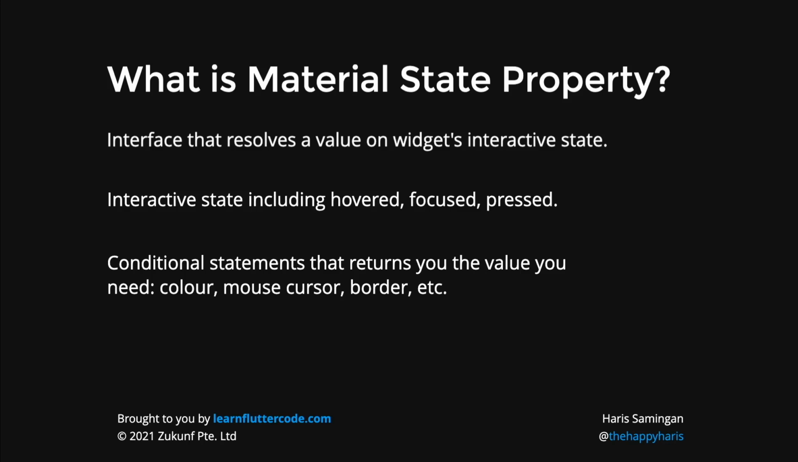And a simple summary that I will give is you could think of it as it gives a conditional statement that returns you the value that you need. So when it is hovered, then you want to have a different color. When it's focused, you want to have a different mouse cursor. Or when you pressed it, you want to have a different color for your border. So let me give you a simple demo on how to use this material state property.